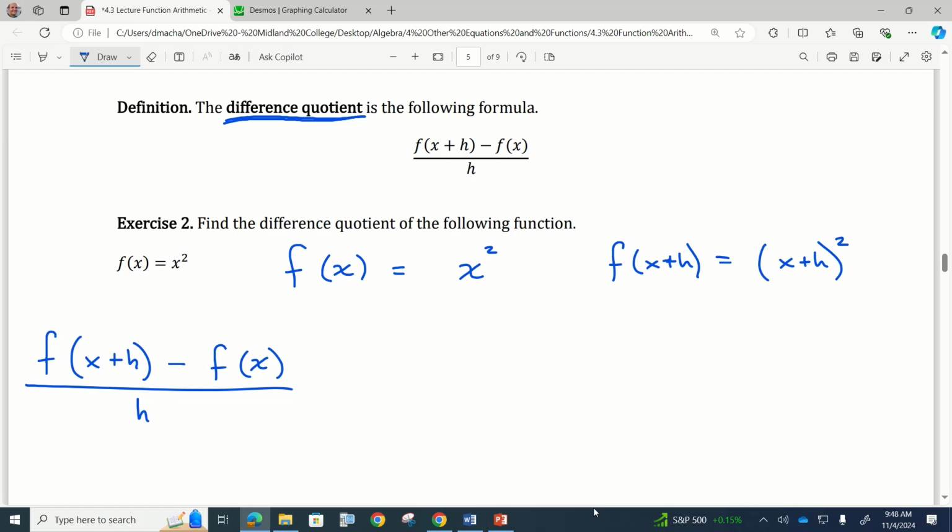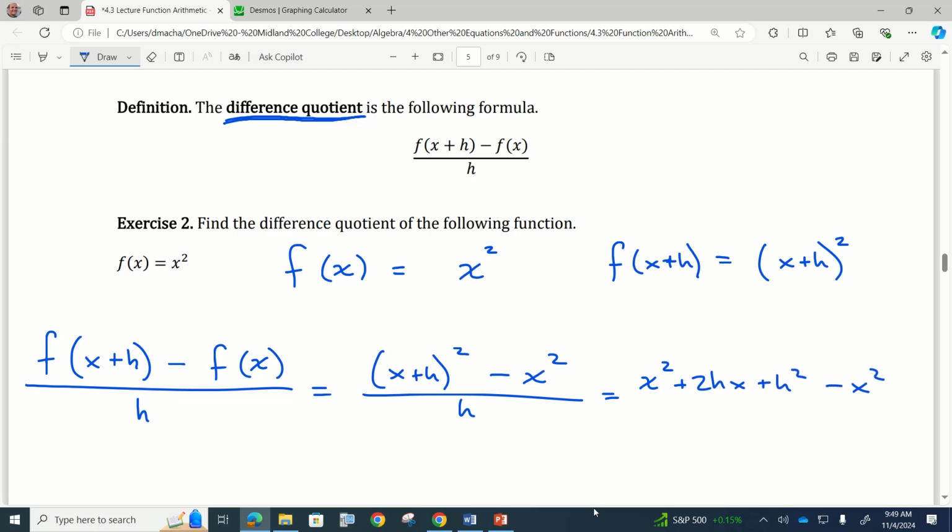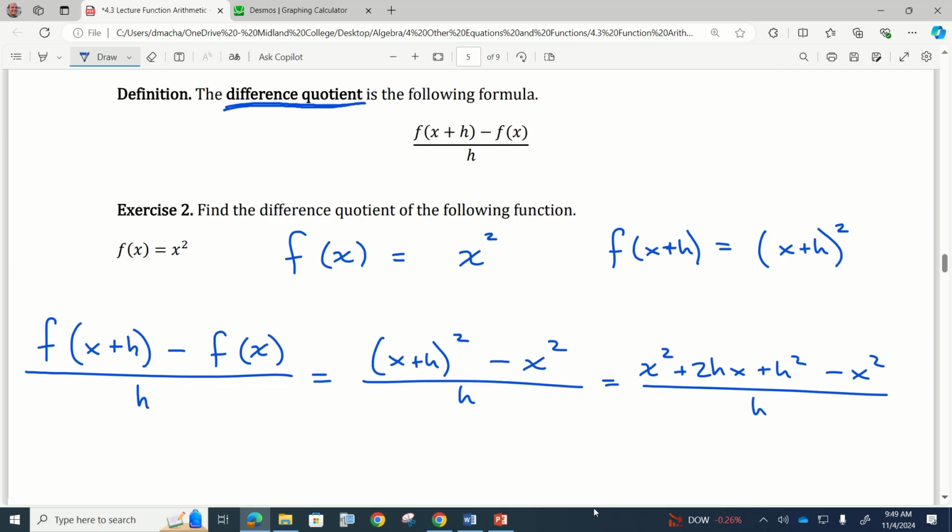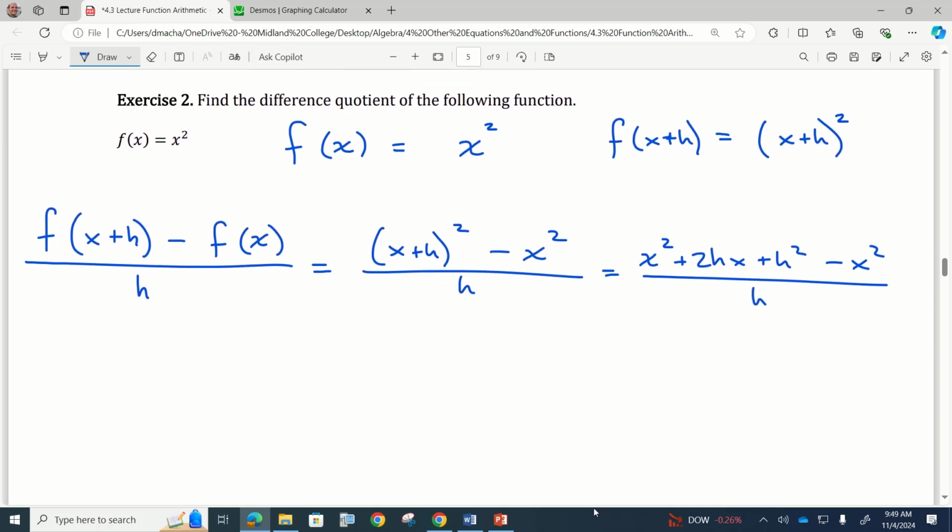That means when I go to plug in this stuff into my difference quotient formula, I'm going to write x plus h squared minus x squared over h. But I want you to simplify this, right? This is not fully simplified yet. X plus h squared is going to give me x squared plus 2hx plus h squared. So I've expanded that part. If I want to go on simplifying, what would I simplify next?